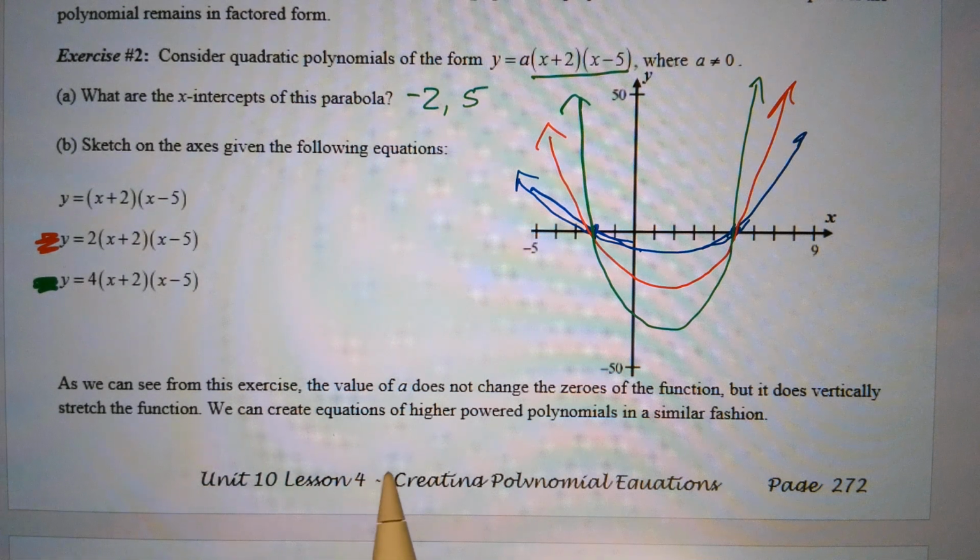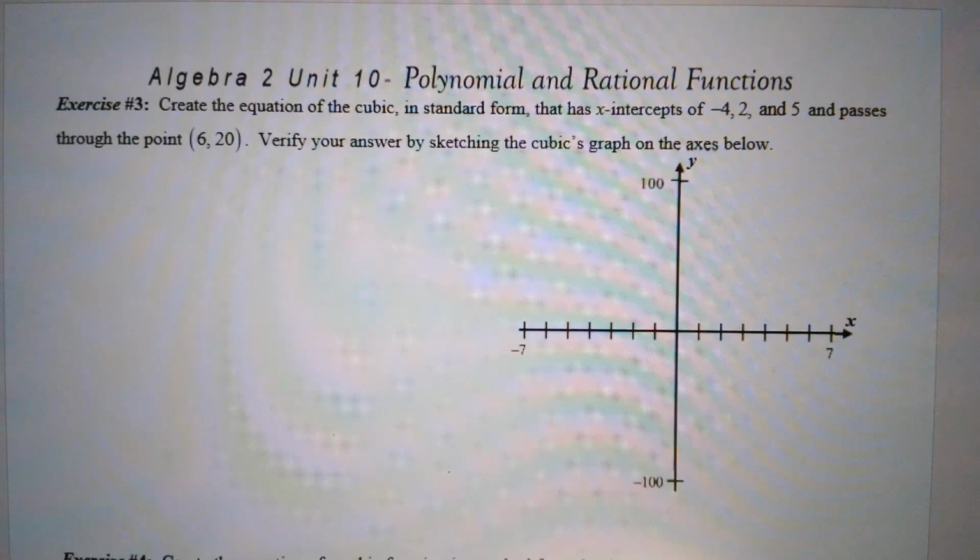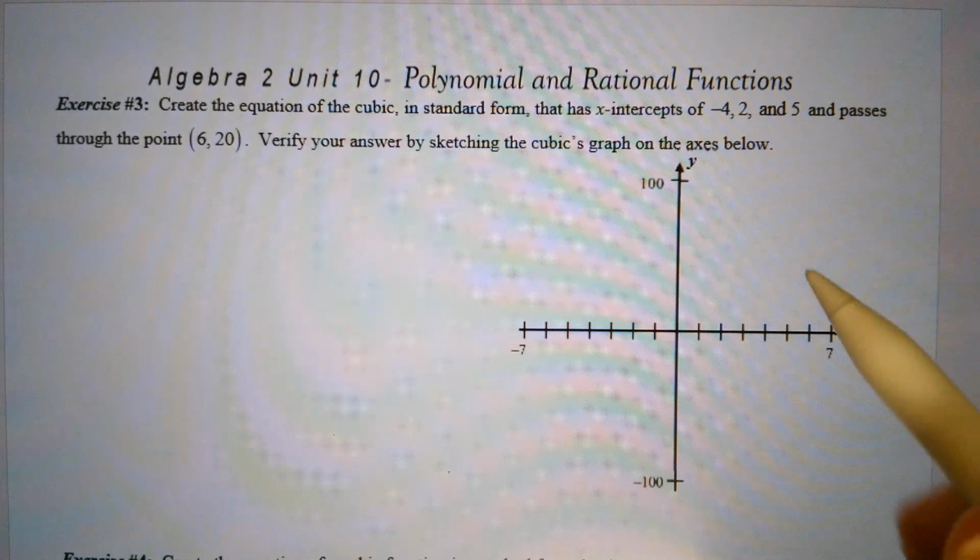So we can create equations of higher powered polynomials in a similar fashion. Create the equation of a cubic in standard form that has x-intercepts negative 4, 2, and 5 and passes through the point (6, 20). Verify your answer by sketching the cubic's graph on the axis below.